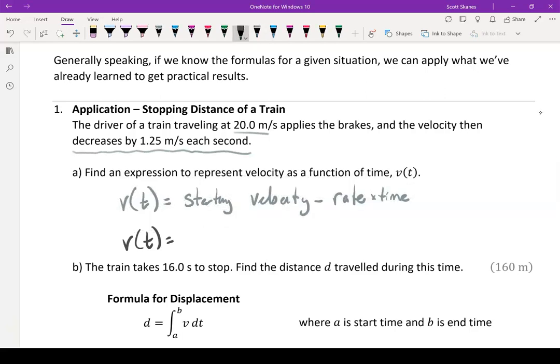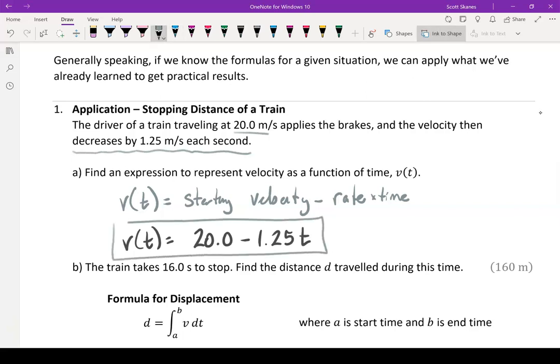And essentially what this breaks down into is 20 is our starting velocity, minus 1.25 meters per second every second. So our full answer for the velocity expression is going to be this. Now I would probably give that to you on an assignment, but for this particular case, you had to build it yourself. But once we have that expression, we can go on and do part B.